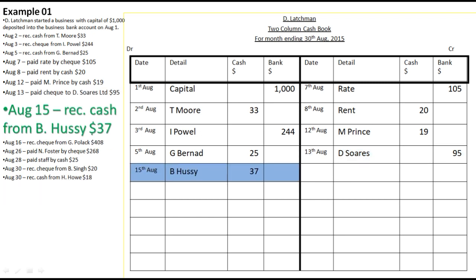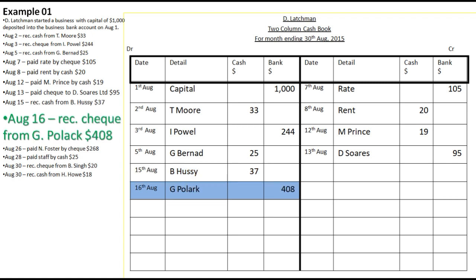On the 15th of August, received cash from B. Hussey, $37. We ask ourselves, are we receiving or losing cash? In this case, we are receiving cash into the business, so we record it on the debit side. The date will be the 15th of August. We're receiving from B. Hussey and we are receiving cash, so we record $37 under the cash account.